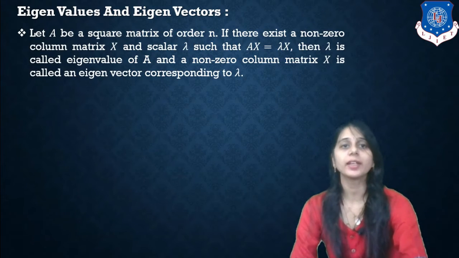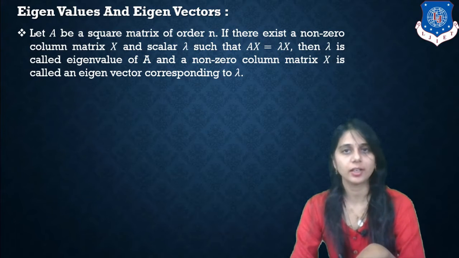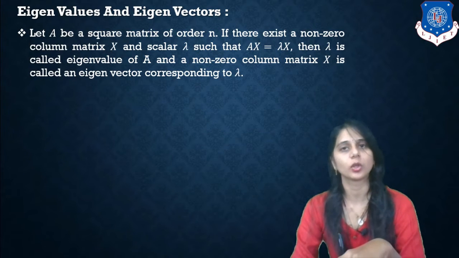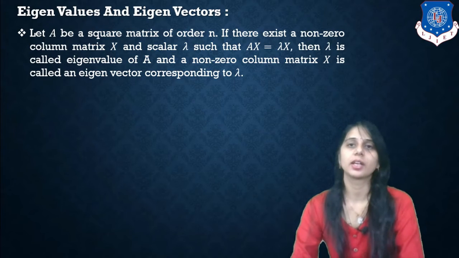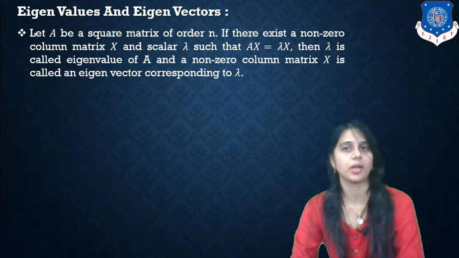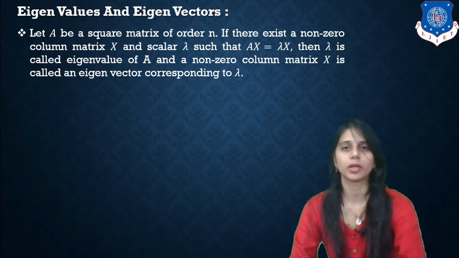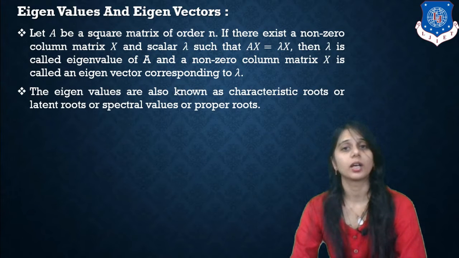Let A be a square matrix of order n. If there exists a non-zero column matrix X and a scalar lambda such that AX equals lambda X, then lambda is called an eigenvalue of A and the non-zero column matrix X is called an eigenvector corresponding to lambda. The eigenvalues are also known as characteristic roots, latent roots, or spectral values or proper roots.